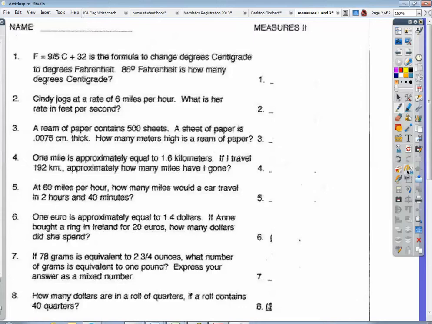So the trick is, what's more, dollars or euros? Well, euros are worth more than dollars. So if you spent €20, you're going to have more than $20 as your answer. So I know that if I divide 20 by 1.4, I'll get a small answer. So I'm actually going to multiply by 1.4. So 20 times 1.4 is 28. So there you go. Number 7.